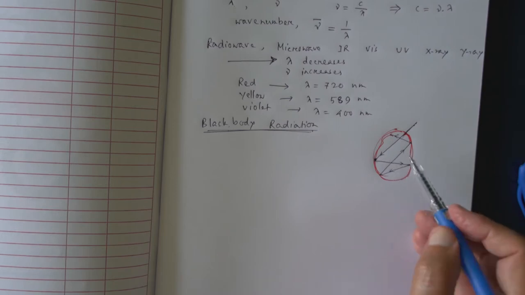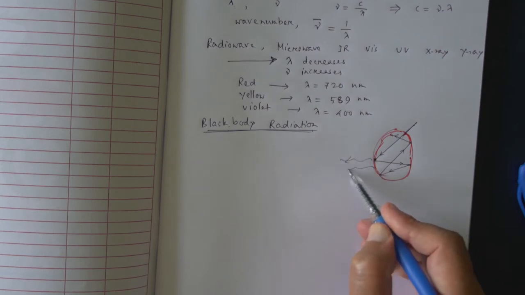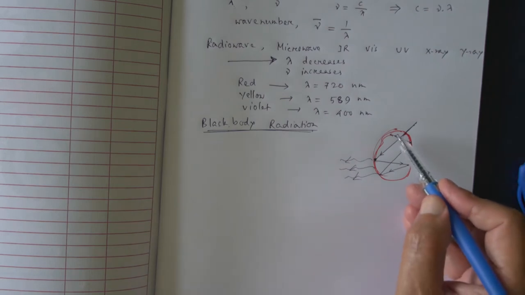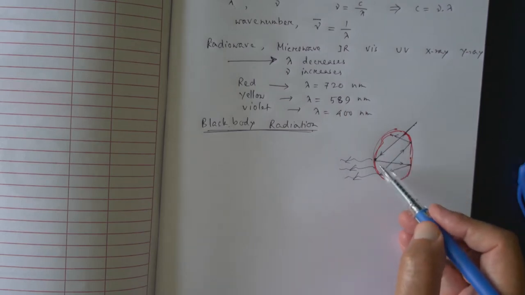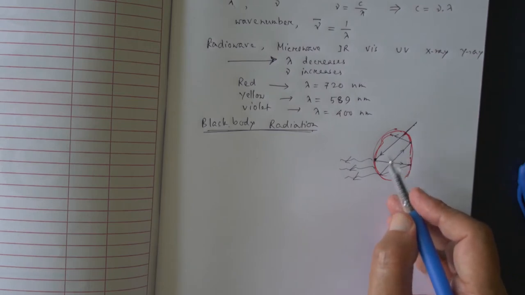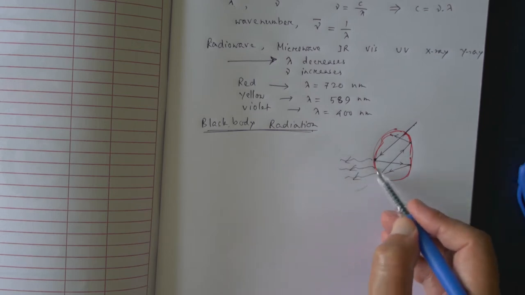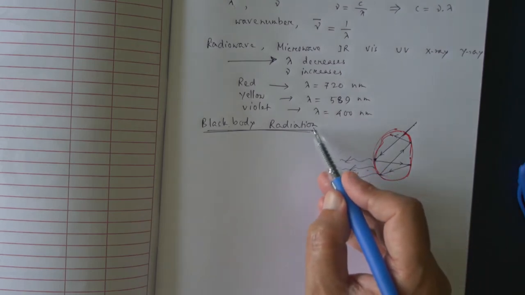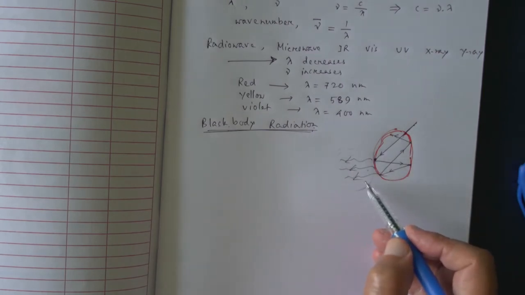Okay, and after absorbing radiation, it will emit the same. Radiation means energy. Whatever radiation, that is, energy, it absorbs, it will emit the same. So after absorbing, it will emit the same. Radiation emitted by the black body is called the black body radiation. Now this radiation was studied by different scientists.